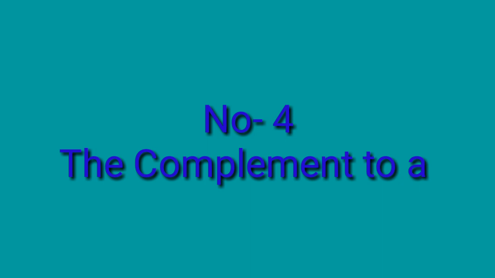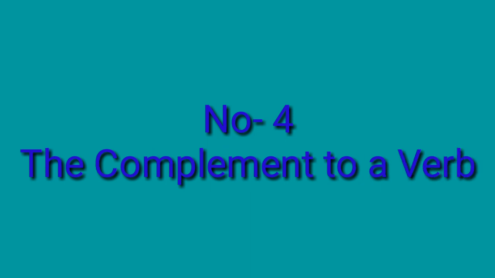Number 4, the complement to a verb. This clause is used to complete the meaning of the predicate. It will not be used as an object of a verb. For example, this is what we expected. Here the clause what we expected has been used as a complement to the verb is. That is why it is an example of the complement to a verb.